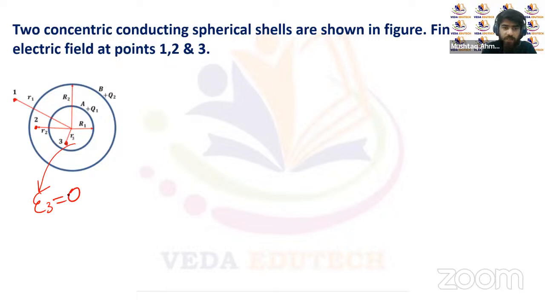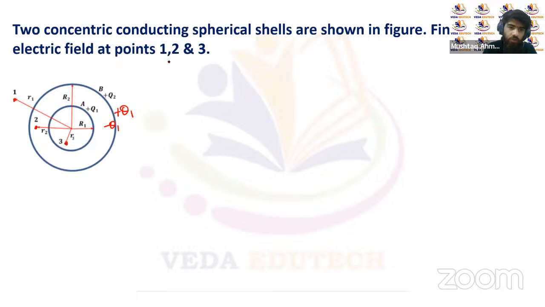Now, since the inside shell has a charge of plus Q1, and it's a metallic conductor, with conducting shells, this shell will induce a minus Q1 charge on this surface, and plus Q1 charge will be induced here. Now let's talk about this charge.